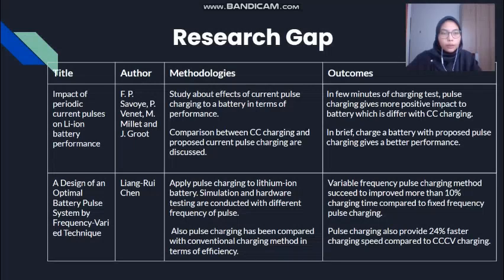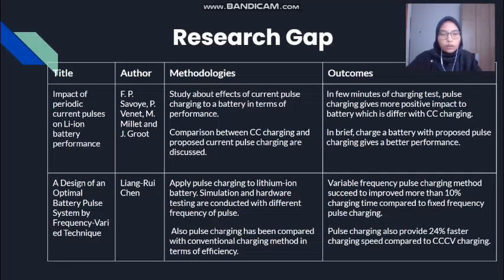Impact of Periodic Current Pulse in Lithium-ion Battery Performance. The method used in this project is to study the effect of current pulse charging on a battery in terms of performance. Next, the comparison between CC charging and the proposed current pulse charging is discussed. The outcome is that in a few minutes of charging test, pulse charging gives a more positive impact to the battery, which differs from CC charging. In brief, charging a battery with the proposed pulse charging gives better performance.